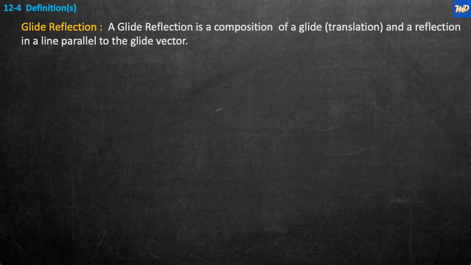So let's start this review off with a definition. A glide reflection is a composition of a glide translation and a reflection in a line parallel to the glide vector.